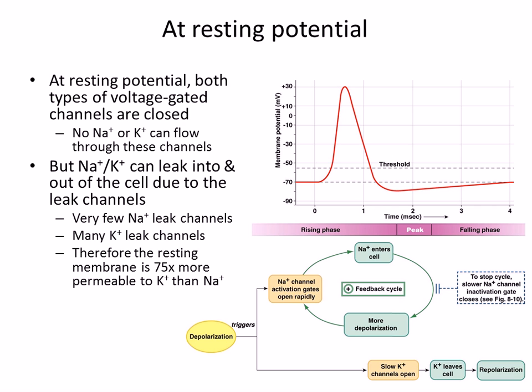Now we need to walk through the events to understand what's going on here. When we're at rest, both of these voltage-gated channels are closed. Does that mean that sodium is not leaking through? No. Sodium's still leaking through the plasma membrane. Is potassium leaking through the plasma membrane? Yes. But remember, we are at equilibrium at that minus 70. So no sodium and potassium can pass through these closed channels. All we've got to do is figure out a way to open them.